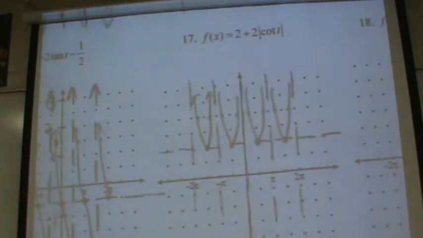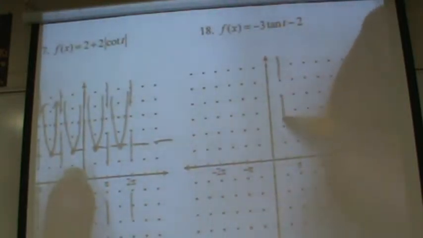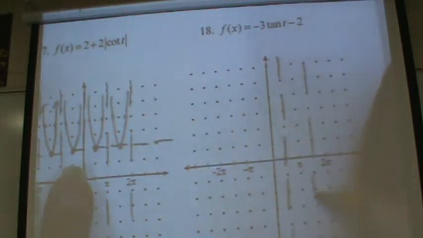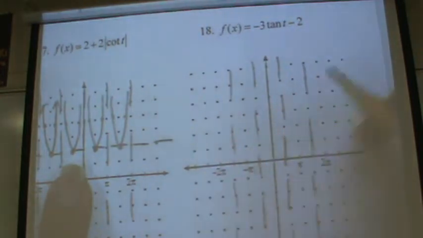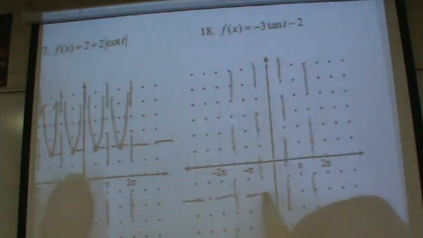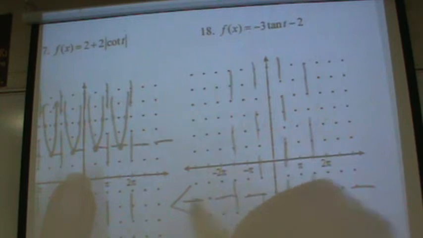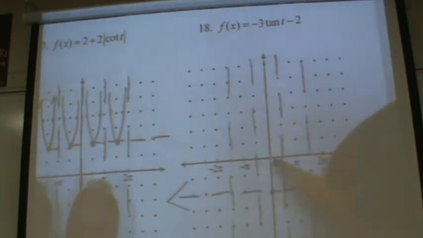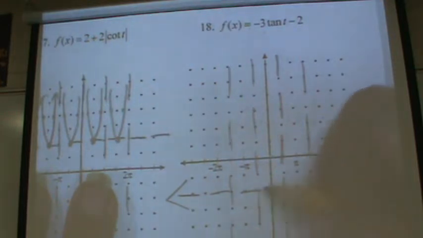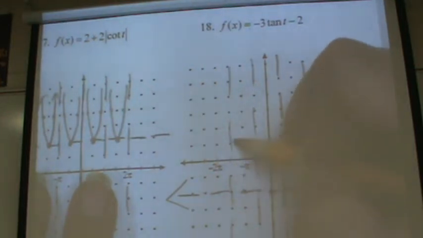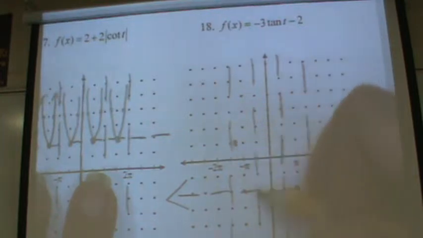One more. Last one. Asymptotes are at pi over 2, 3 pi over 2, negative pi over 2, 2 down, and it's going to be a negative slope with the steepness of 3. So 1, 2, 3. 1, 2.